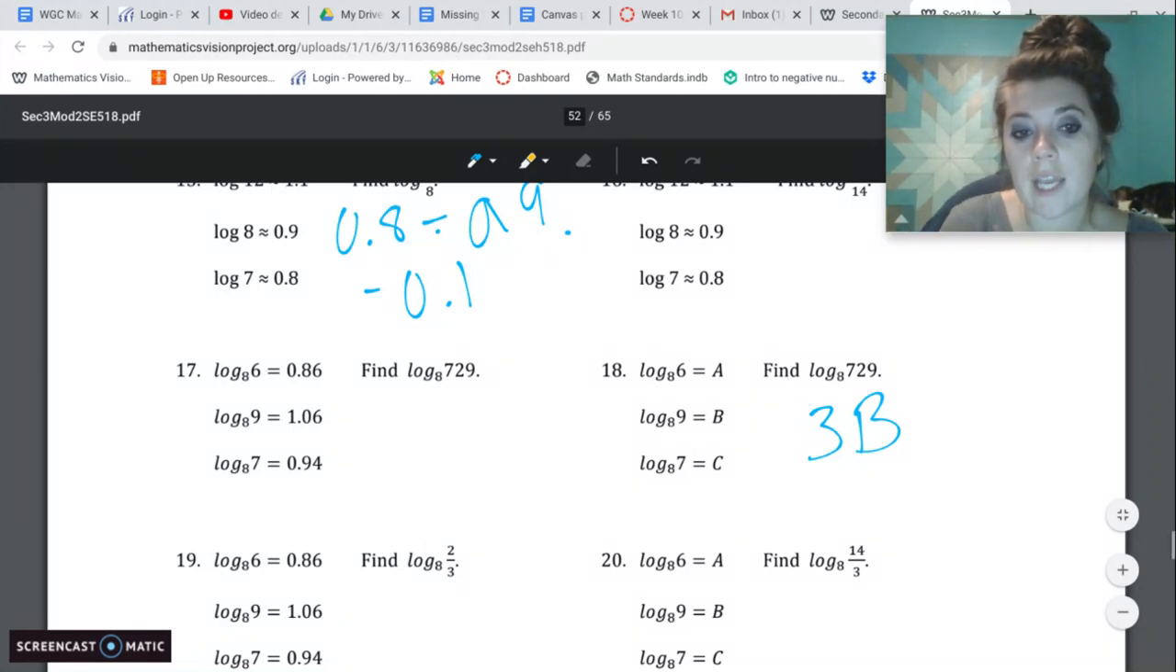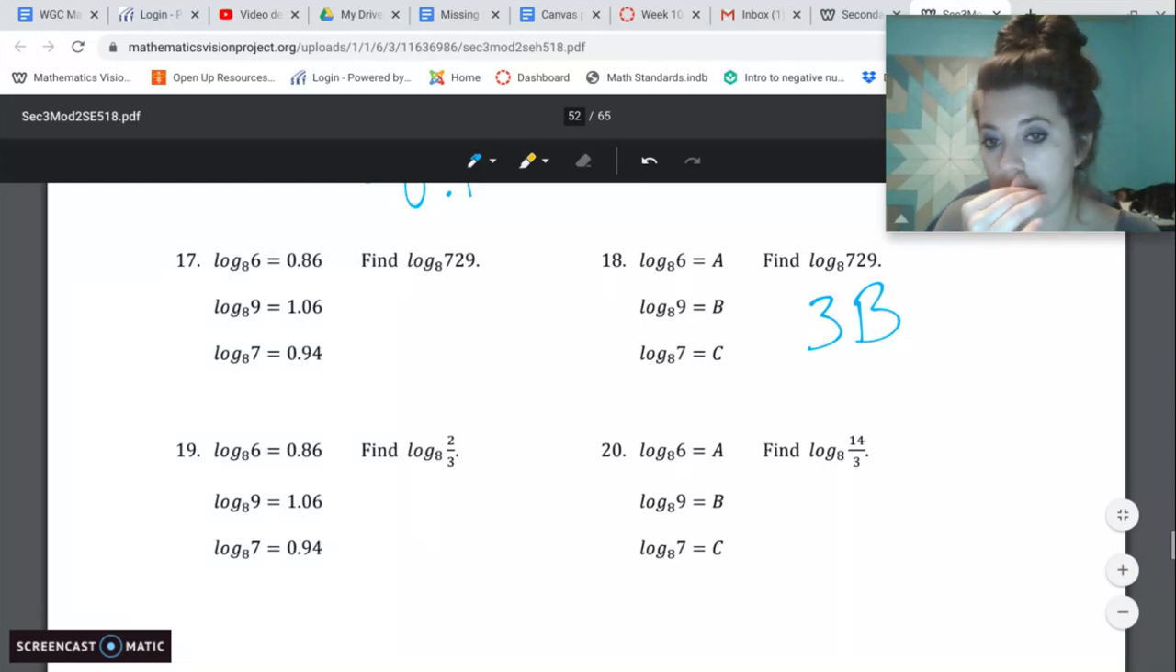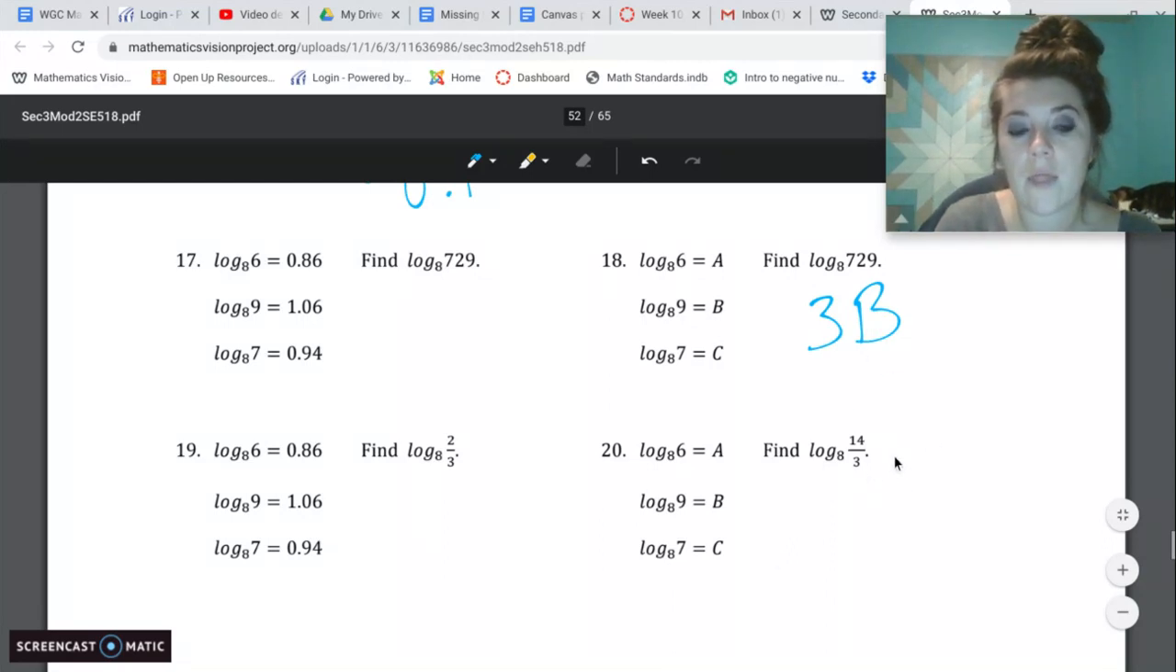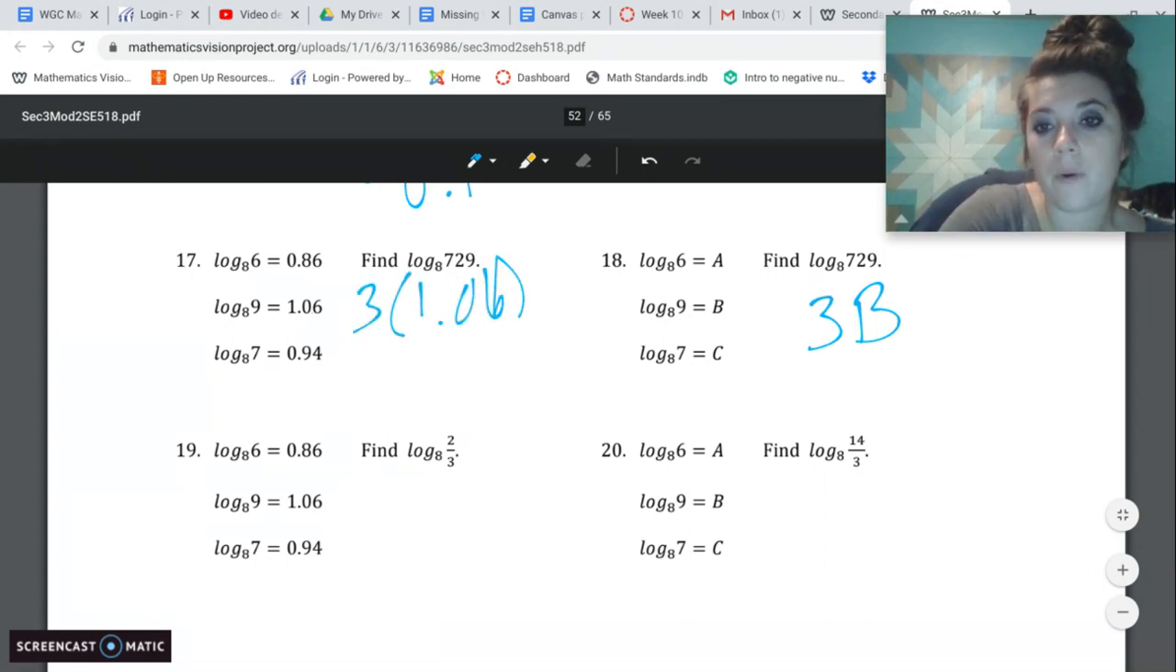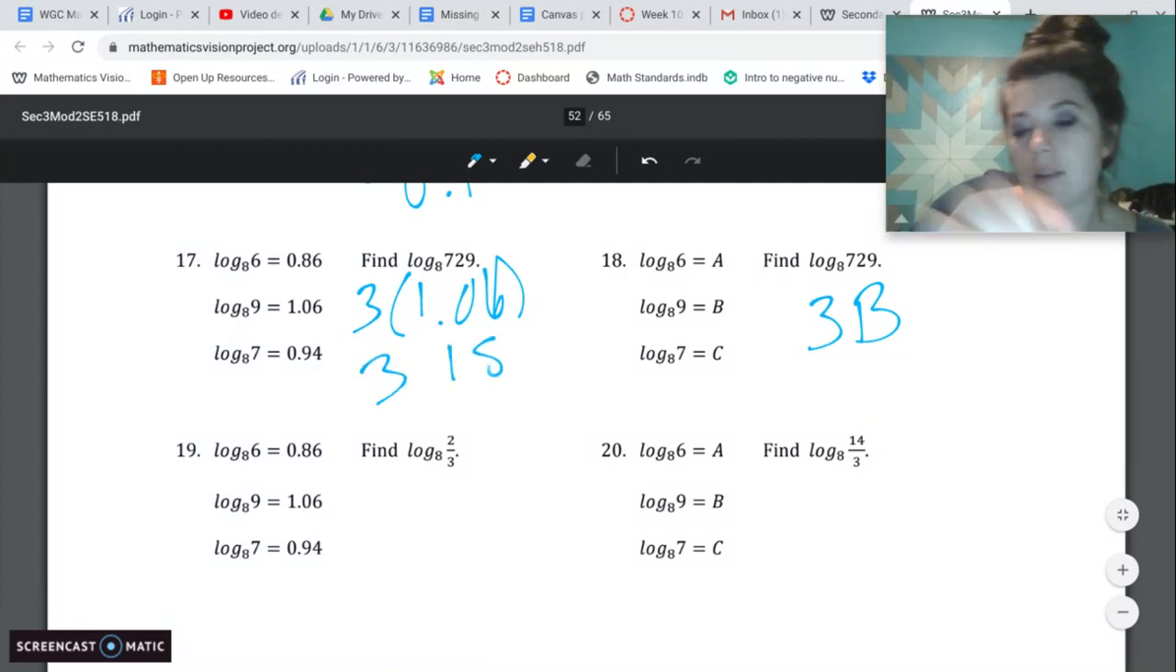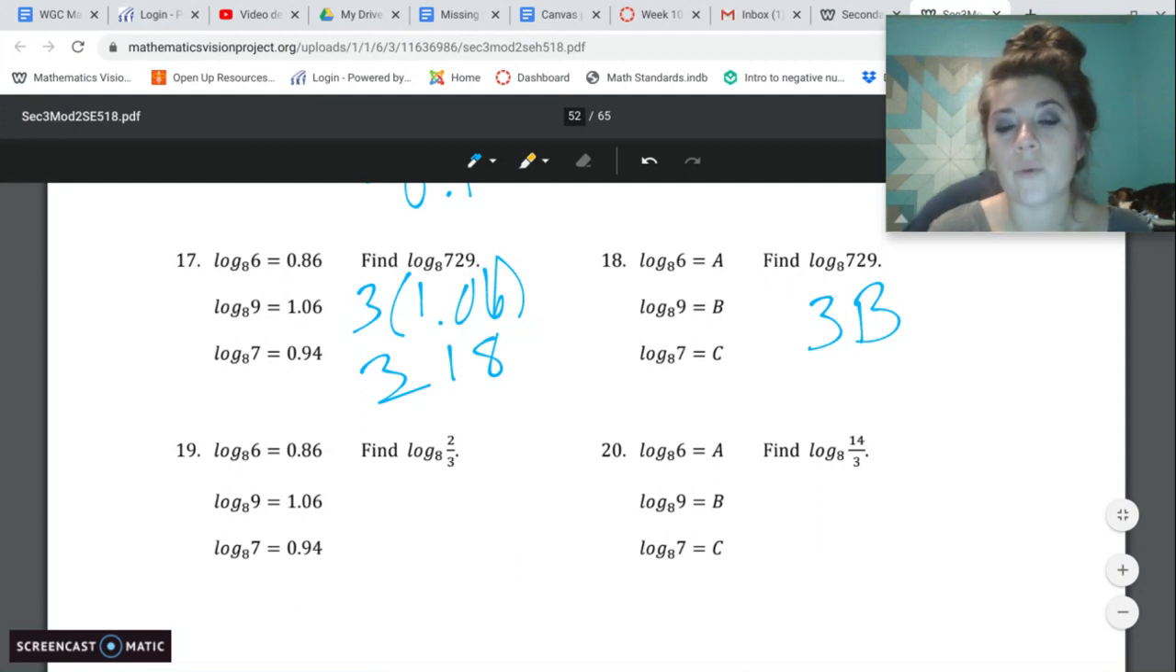So that's what we're looking at there, is figuring out what we need in order to get this value, okay? So same idea. This one you're looking at, okay, multiplying or taking it to some exponent. So like with this one, we need to take 9 to some exponent. So we're going to multiply 3 times the 1.06, since we know it's 3. Multiply that, and we're going to get 3.18. Okay, so the rest of these are for you to work on.